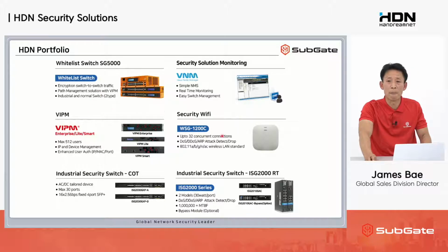Standalone AP, WSG1200C. The standalone AP will be used in SOHO, convenience stores, and even factories. HDN launched the security AP for the first time in the world. Industrial security switch, which is the world first too: we launched the ISG 2000 series security switch and have a plan to introduce an AC version and an industrial aggregation security switch this year.